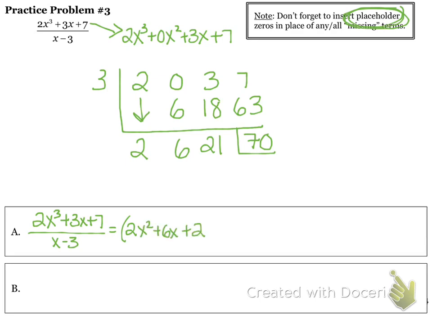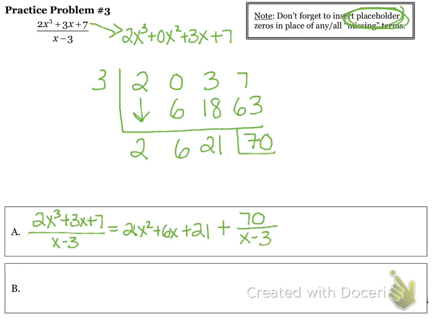And I really don't need parentheses, so I'm going to get rid of those. And then you add your remainder, but then your remainder also has to be shown that it was divided by our divisor. So this is how we write it.